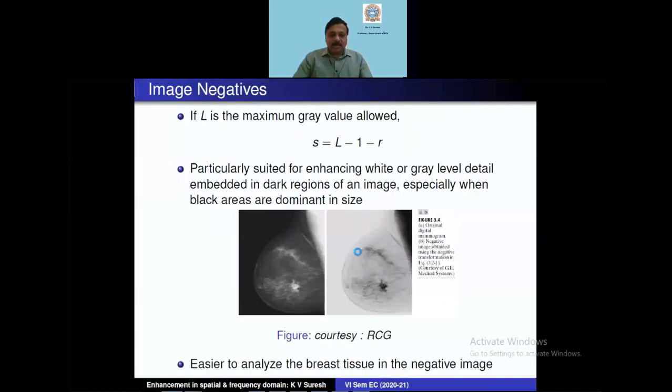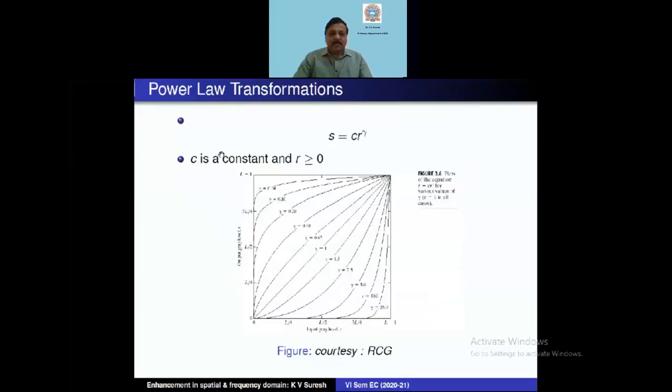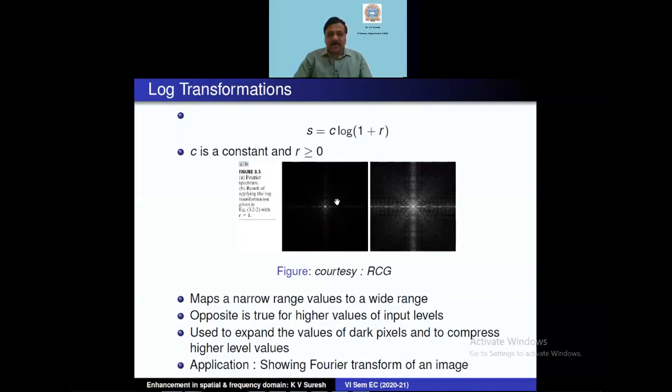The next operation is power law transformation. Logarithmic transformation. As the name itself says, I am going to use the log function to convert the input gray level into an output value. And this is the formula that is normally used for finding the logarithmic transformation, and I have already told you the importance of 1.